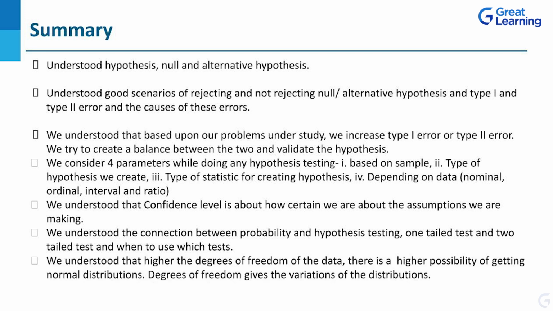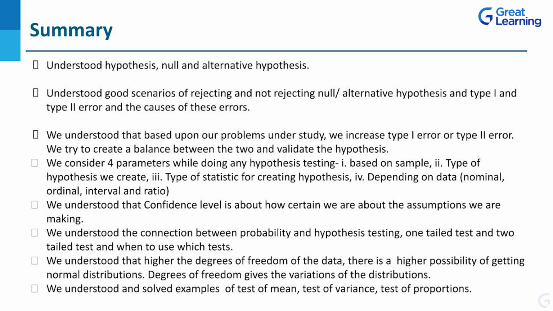We understood that the higher the degrees of freedom of the data, the higher the possibility of getting a normal distribution. Degrees of freedom gives the variations of the distribution. We understood and solved examples of test of mean, test of variance, and test of proportion.